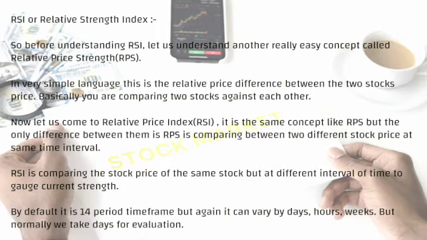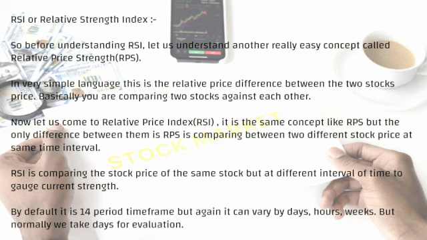Relative Strength Index, or RSI. Before understanding RSI, let us understand another really easy concept called relative price strength, RPS. In very simple language, this is the relative price difference between two stocks' prices. Basically you are comparing two stocks against each other.